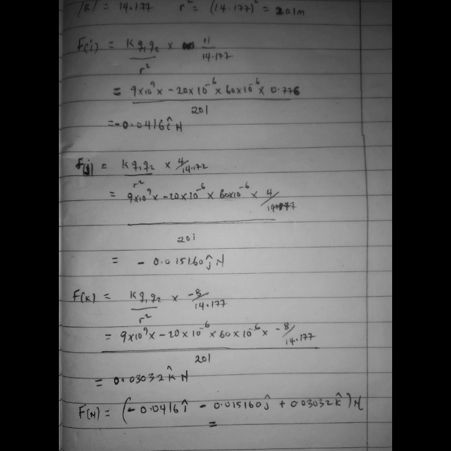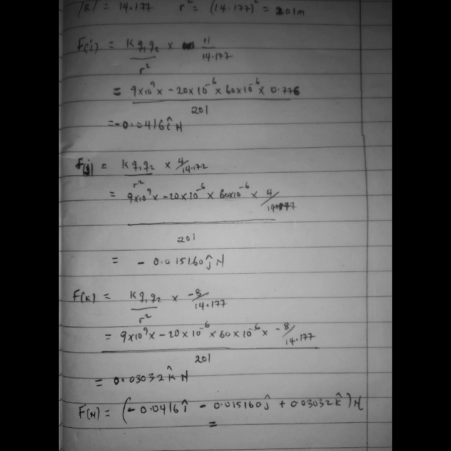So you can see from the calculation we have 9 times 10 raised to the power 9, times negative 20 times 10 raised to the power minus 6, times 60 times 10 raised to the power minus 6, times 0.776. If you simplify 11 divided by 14.177, it's going to give us 0.776. Then divided by 201, which is the square of the R modulus, that is 14.177 times 14.177. So our final answer is negative 0.0416 i hat Newton. Where do you get this negative from? You get this negative from the negative 20 times 10 to the power minus 6 for Q1.